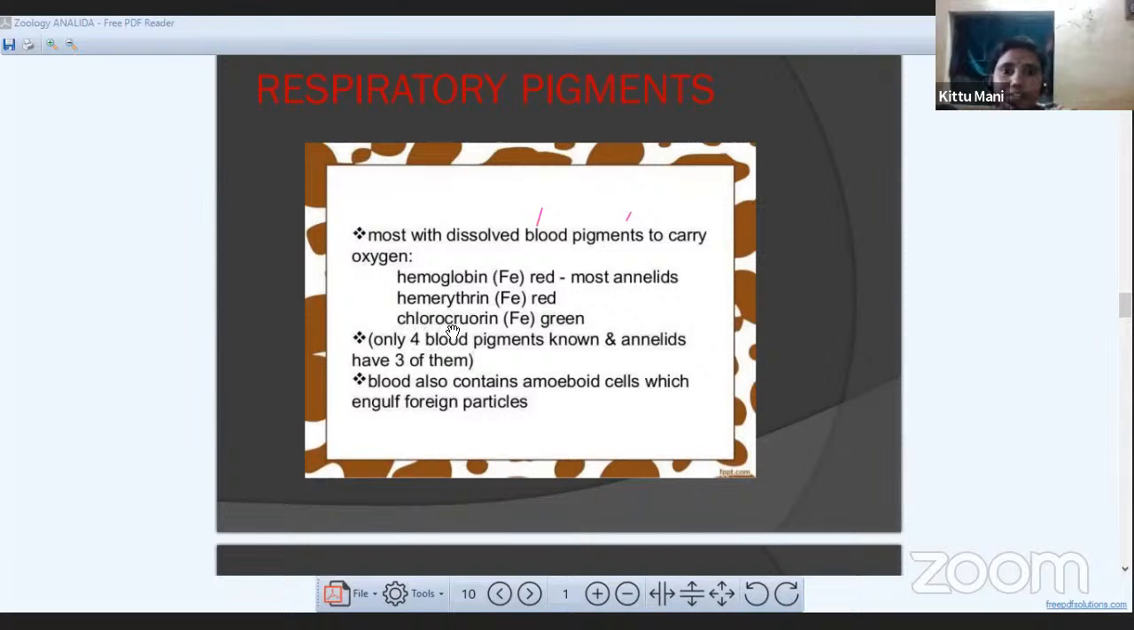And here one word is there, chlorocruorin. What is that? Chlorocruorin means green. It is also iron, but the color is green. Okay, this is also a respiratory pigment in the annelids.